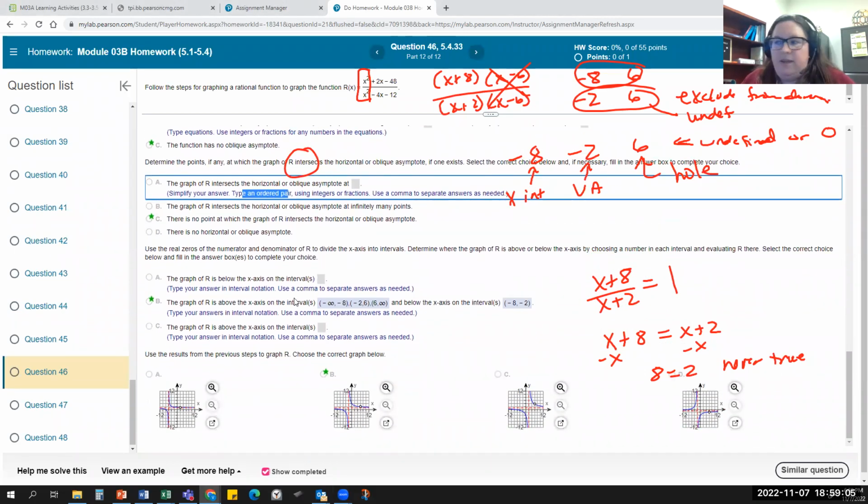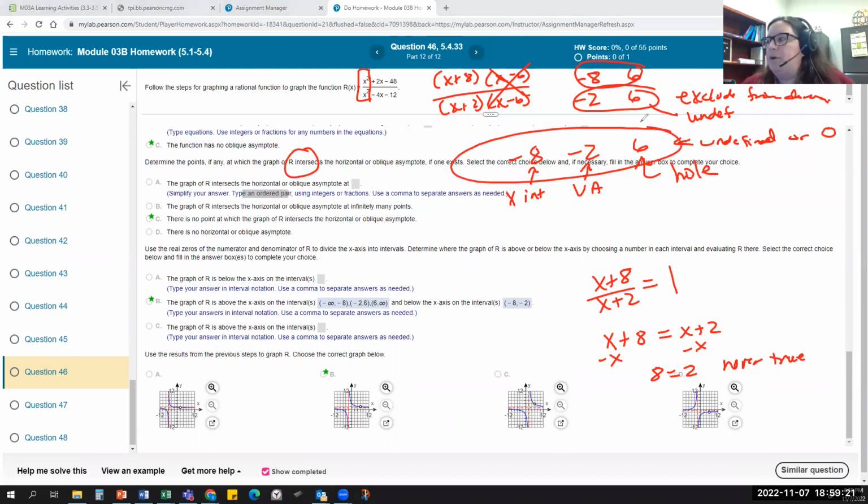All right, then you have the above and the below the x-axis. So for these, you're going to go back to the unsimplified, factored form, and take all of the zeros of all those factors. So the negative 8, negative 2, and 6. Put them in order. Think of your x-axis. You're marking those on the x-axis, and that is splitting the x-axis into pieces.